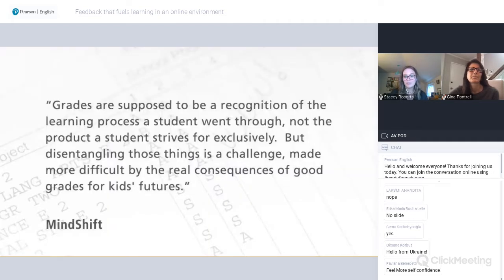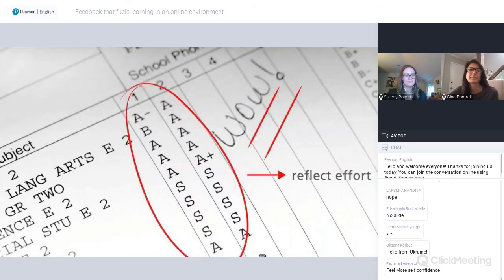According to Mindshift, grades are supposed to be a recognition of the learning process a student went through, not the product a student strives for exclusively. But disentangling those things is a challenge, and it is made more difficult by the real consequences of good grades for kids' futures. So as educators, we may not be able to change the general opinion of grades, but we can provide students with grades that are reflective of their efforts where appropriate.